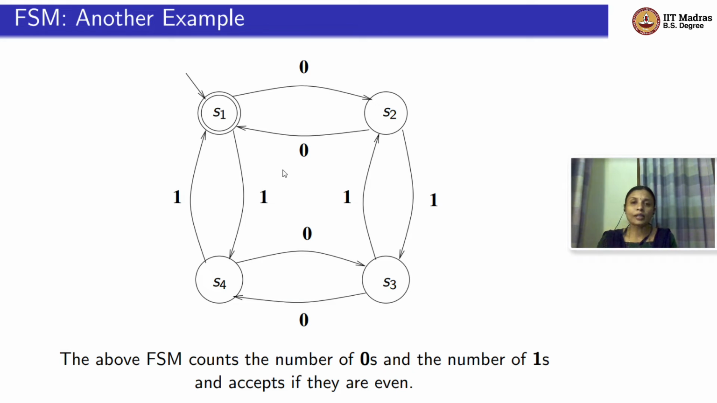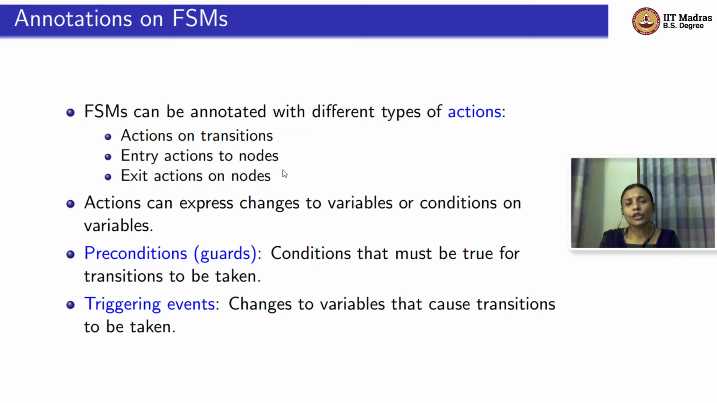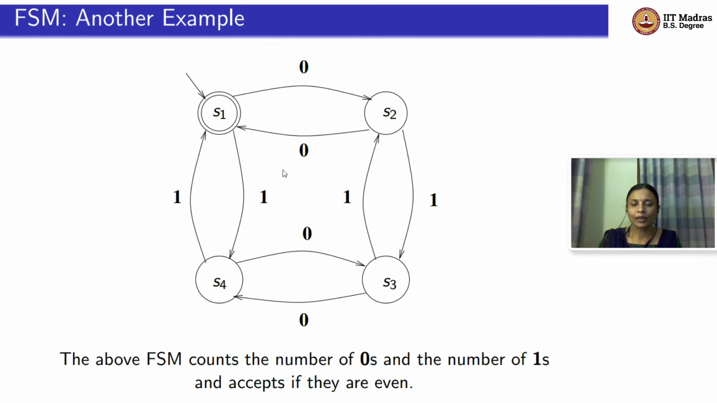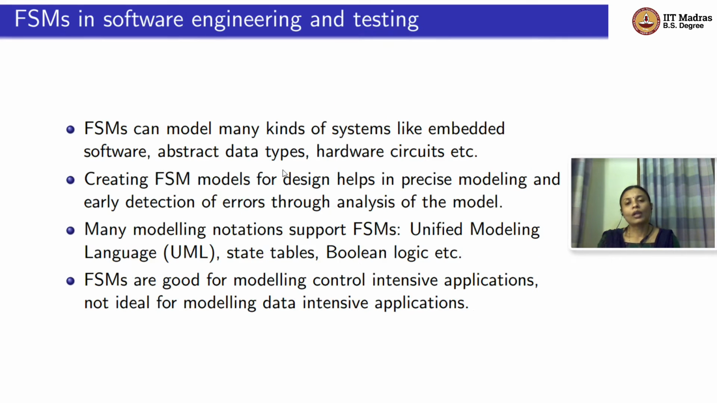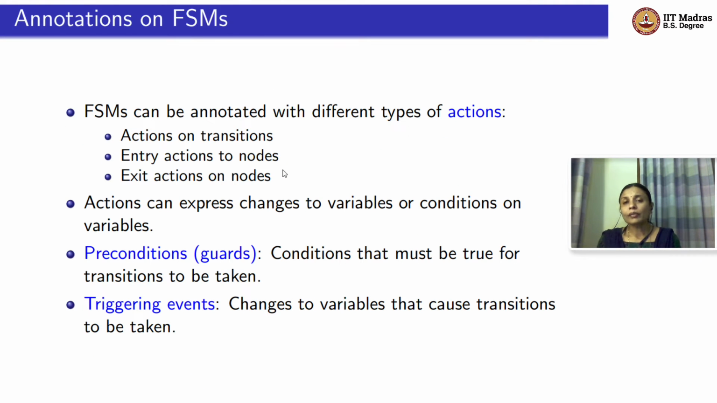Our goal is to consider them as graphs and see what role they play in software testing. As I told you, this was a very small FSM. This was even smaller, the open door, closed elevator door. They can, in general, model very rich control logic. They can be annotated with different types of actions: actions that happen on transitions, actions that happen when you enter states, actions that happen when you exit the states.